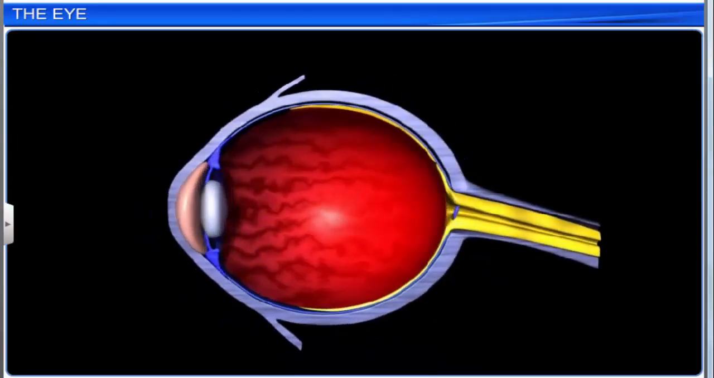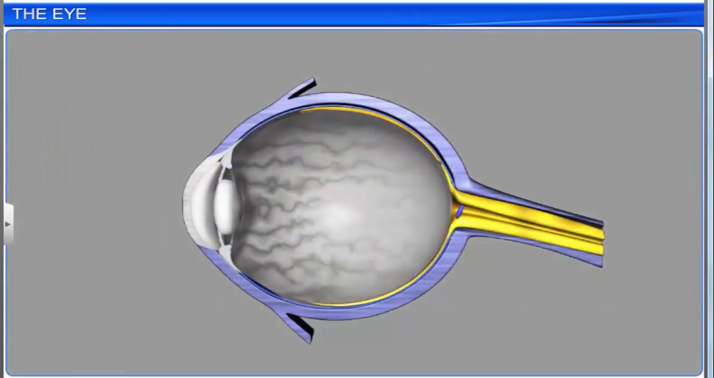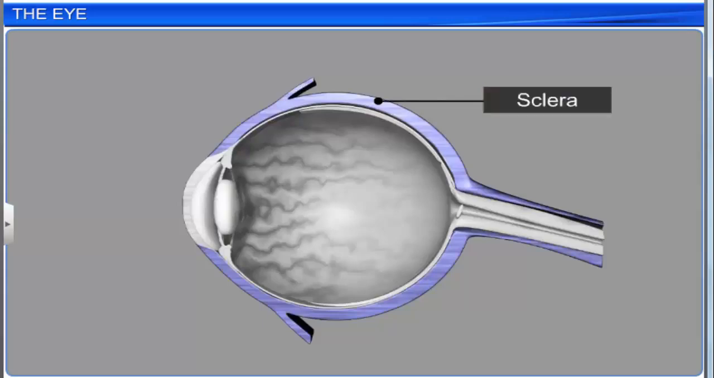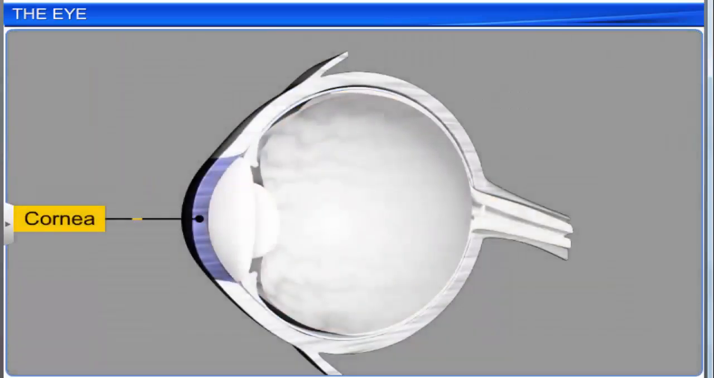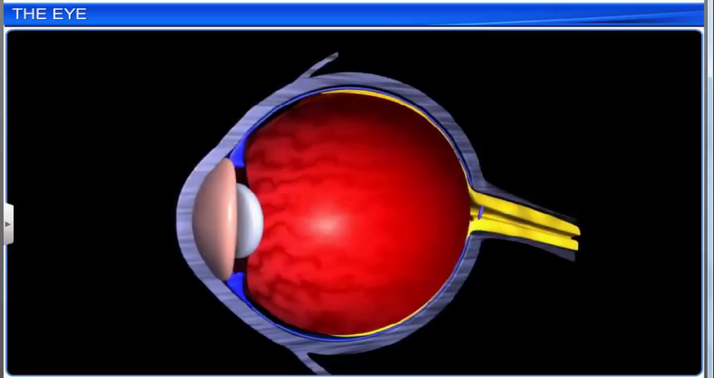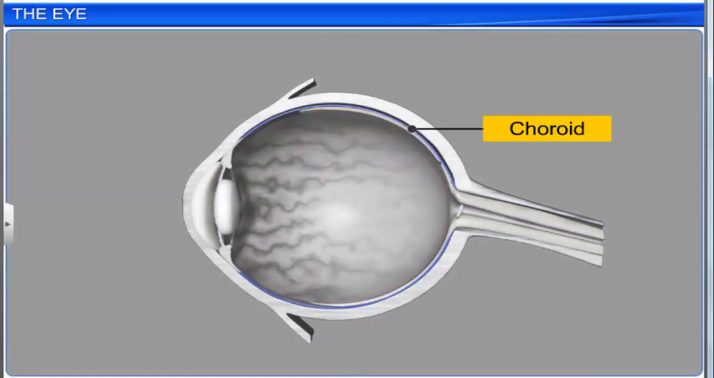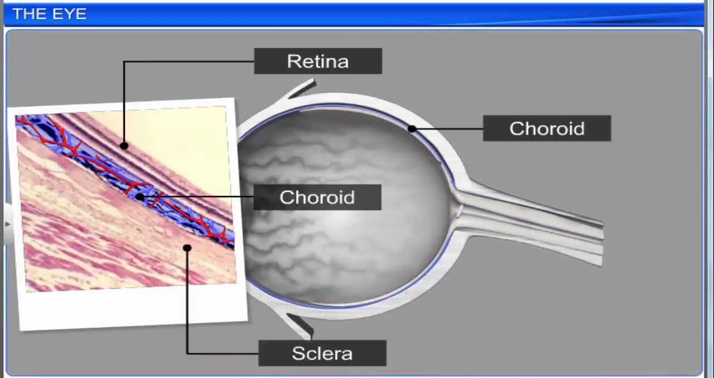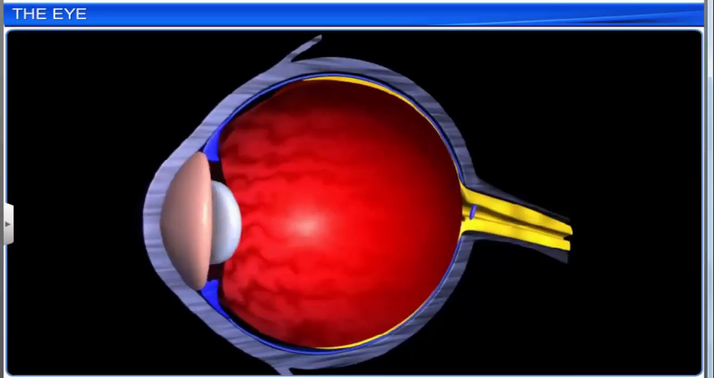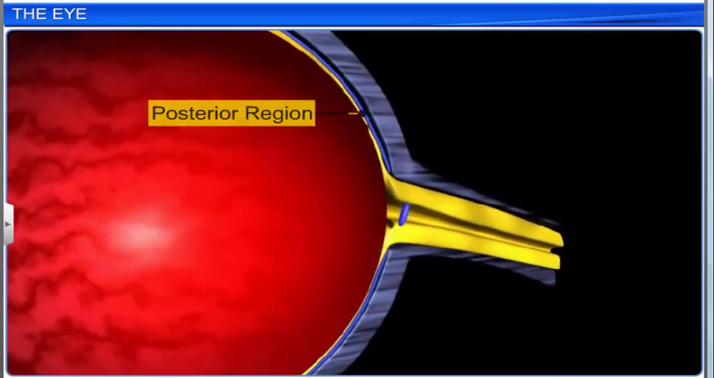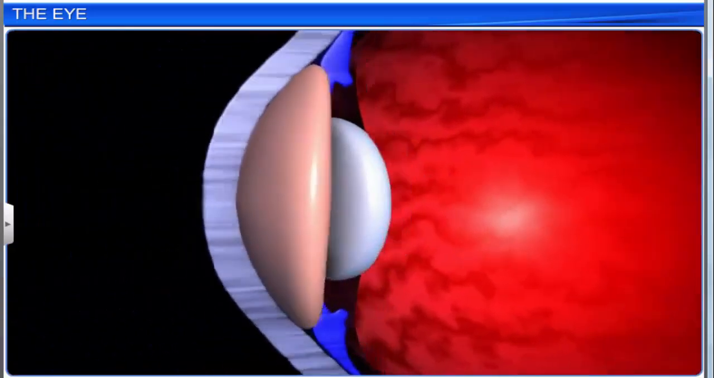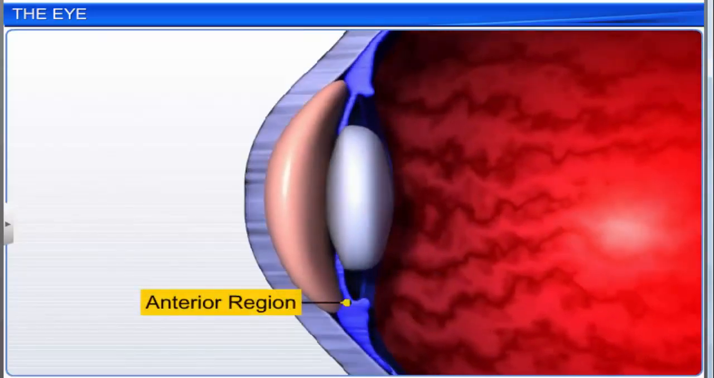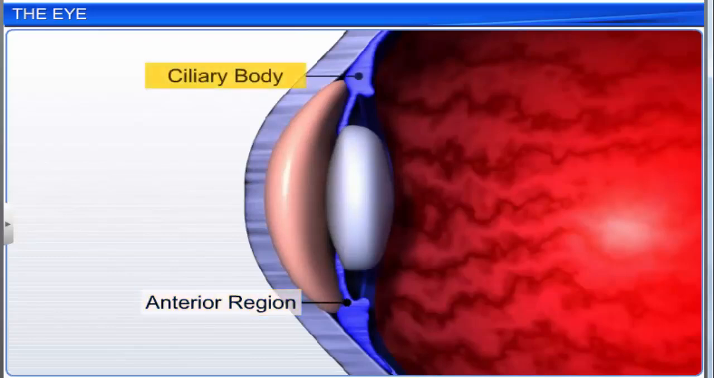The wall of the human eye is composed of 3 layers. The external layer, or sclera, is made of a dense connective tissue. The anterior portion of the sclera is the cornea. The middle layer, or choroid, is bluish in color and contains many blood vessels. The choroid layer is thin over the posterior 2/3 of the eyeball and thick in the anterior region, where it forms the ciliary body.